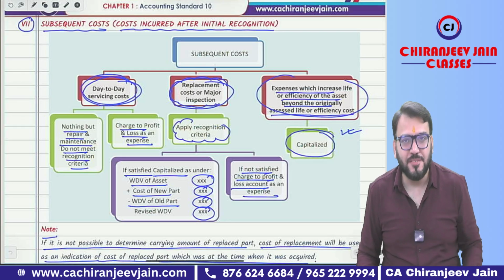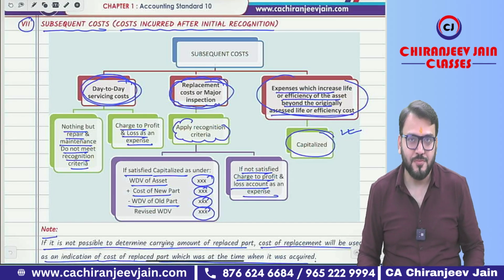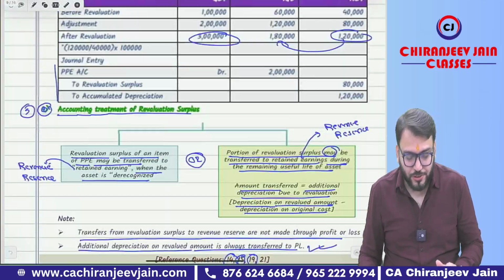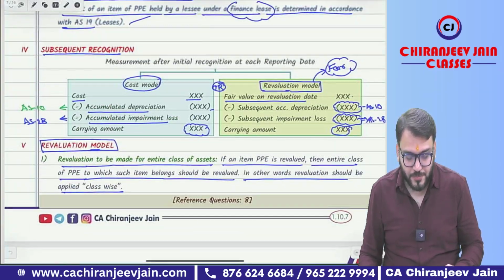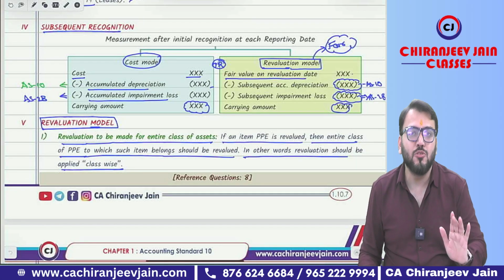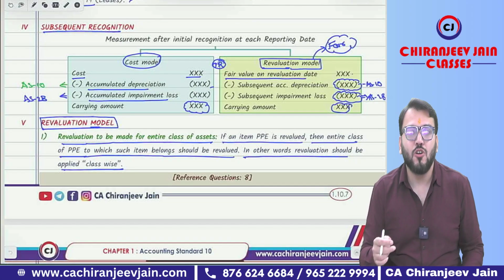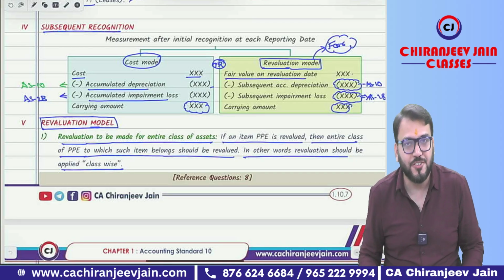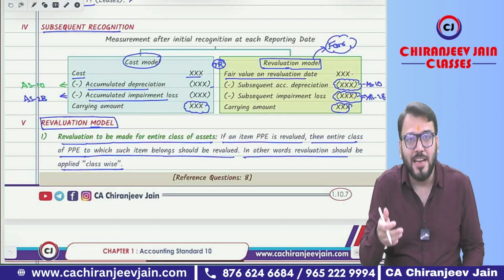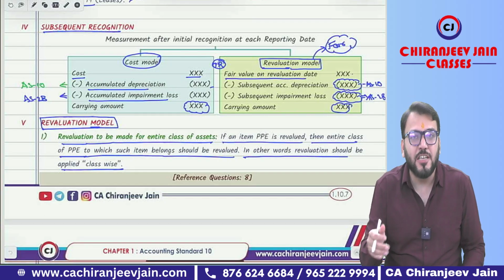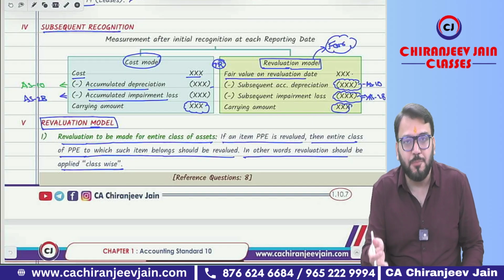Last class we were doing AS10 and we have completed up to subsequent cost. Let us revise from subsequent recognition. So after initial recognition, we started subsequent recognition and we have understood that under subsequent recognition, measurement can be done under two models: cost model, revaluation model. Cost model, how to calculate carrying amount: cost minus accumulated depreciation minus accumulated impairment loss. Revaluation model, carrying amount will be calculated by taking fair value on revaluation date minus any subsequent accumulated depreciation minus any subsequent accumulated impairment loss.